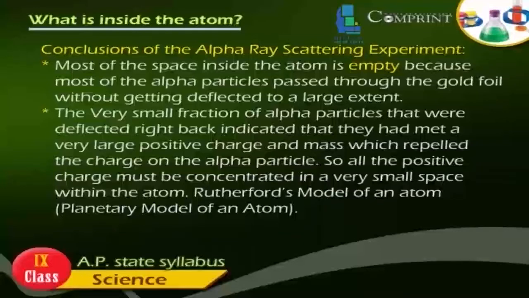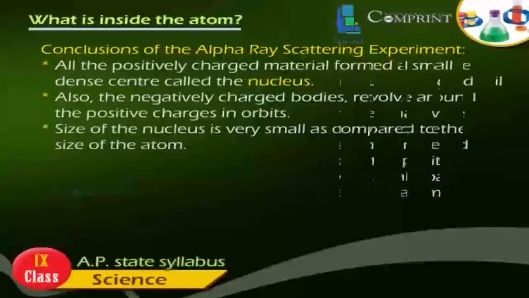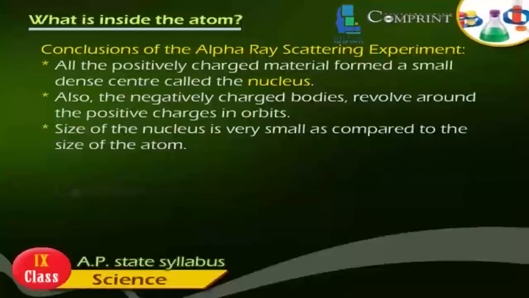Rutherford's model of an atom. All the positively charged material formed a small dense center called the nucleus. Also, the negatively charged bodies revolve around the positive charges in orbits. The size of the nucleus is very small as compared to the size of the atom.